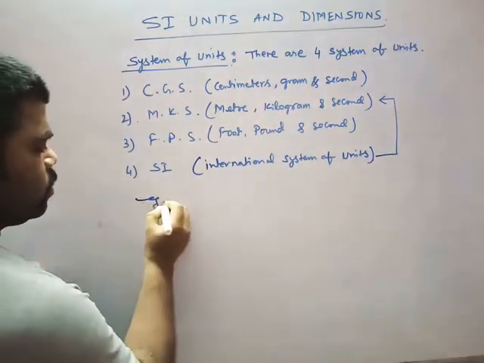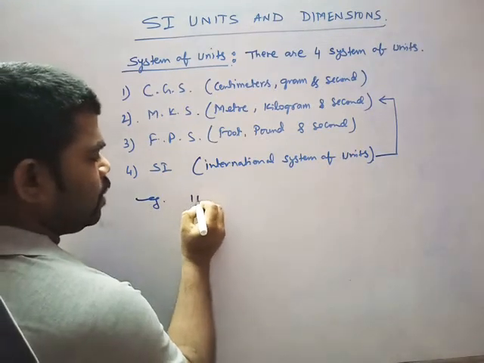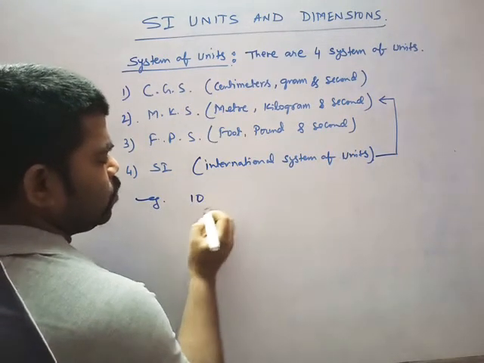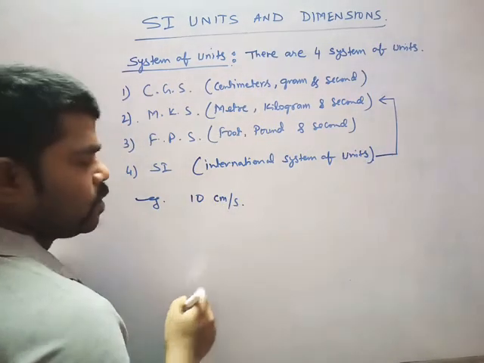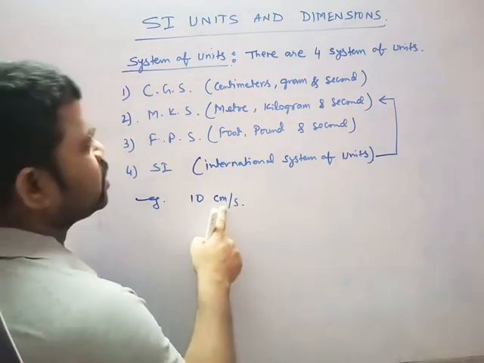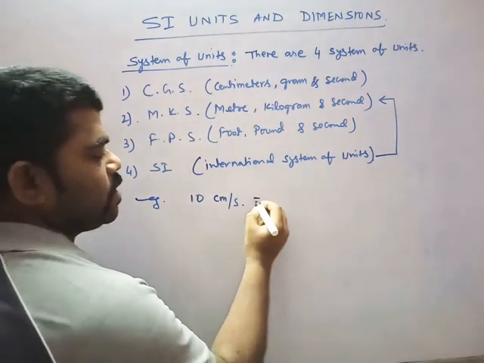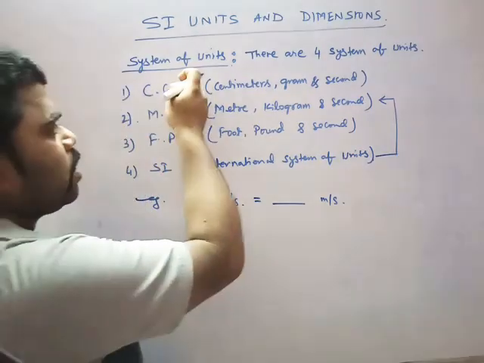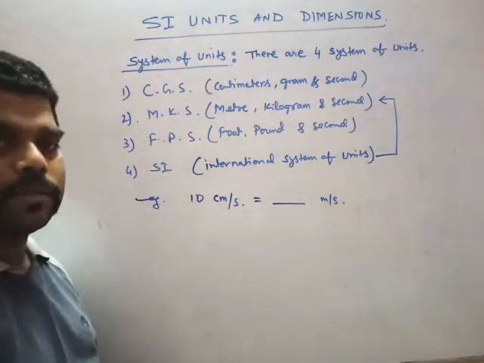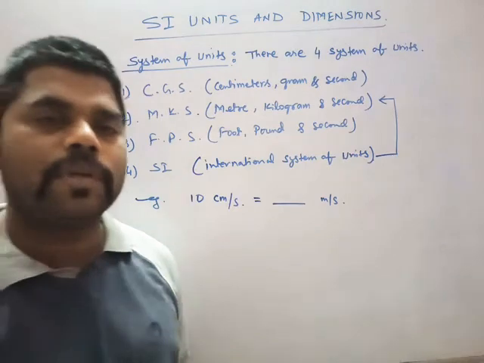Example, suppose I got 10 centimeter per second. So if I write centimeter per second, that means I have written in CGS. The teacher may ask please find out in meter per second. That means you are going to convert to MKS.